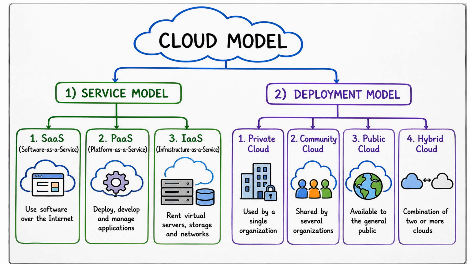Then comes the community cloud, which is shared by organizations with common interests. That is, it is used by multiple organizations that have similar goals or requirements, and they share the same cloud infrastructure instead of having separate systems. This reduces the cost while maintaining some level of security and collaboration.